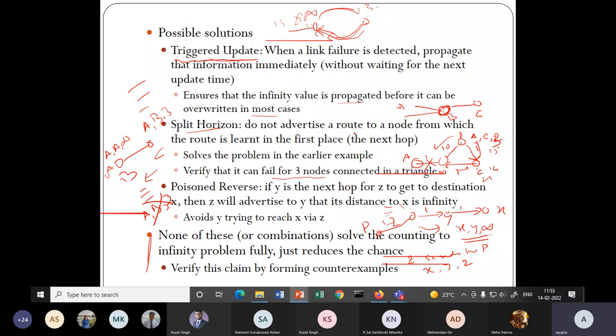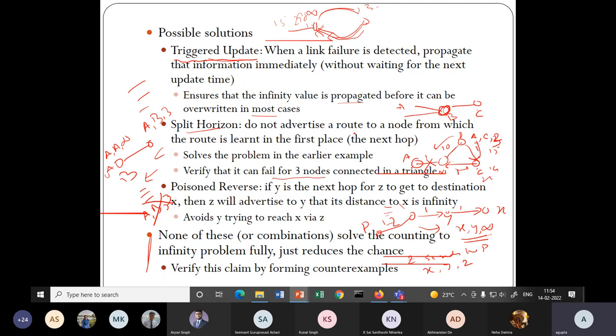So if triggered updates and split horizon, none of them can fully solve it, we can employ them to reduce the chance, but there's always a chance that this loop will continue. The chance that it will continue will be less, but once the infinity is wiped out, you're gone. Then it will continue. The infinity has to stay there. The infinity is the indicator that there is no route to that destination. It's telling people that there is no route by advertising that the route cost is infinity. So once the infinity is gone, because you have bad luck, it will just keep on increasing.